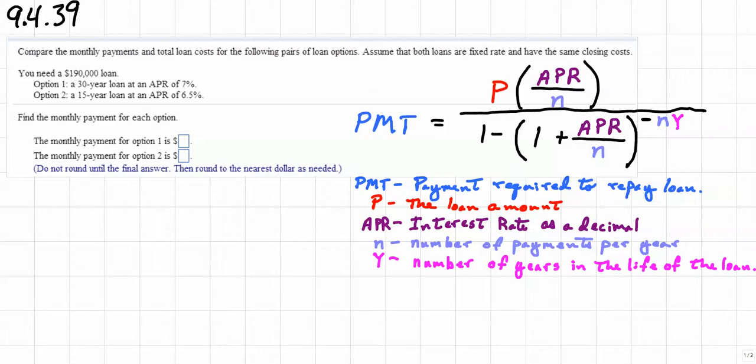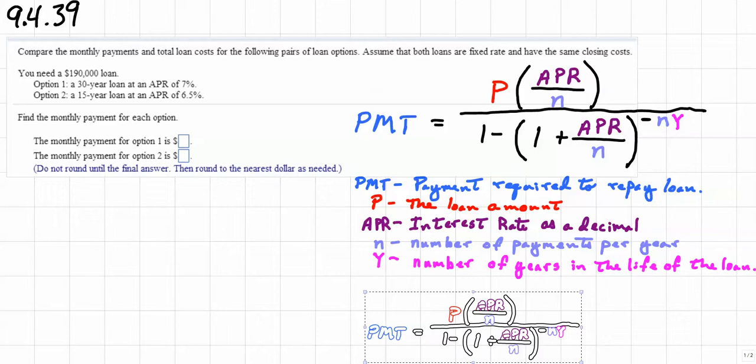So we need to get some information from this. We need to figure out what PMT, P, APR, N, and Y are. Obviously, we're looking for PMT, so we need the other four. And I'm going to use this down here. I rewrote the formula so that I can have that as a visual as I scroll through.